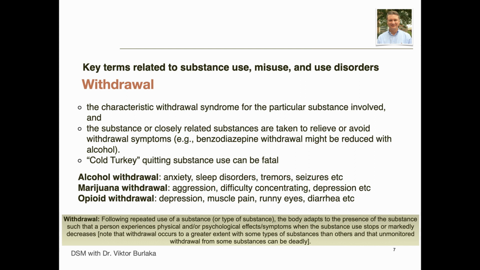Symptoms associated with withdrawal from heavy, prolonged marijuana use include irritability, anger, aggression, difficulty concentrating, nervousness, anxiety, sleep disturbances, vivid unpleasant dreams, decreased appetite and weight loss, restlessness, depression, shakiness, sweating, fever, chills, and headache. Opioid withdrawal is linked with depression, nausea/vomiting, muscle pain, runny eyes, runny nose, sweating, diarrhea, fever, and insomnia.